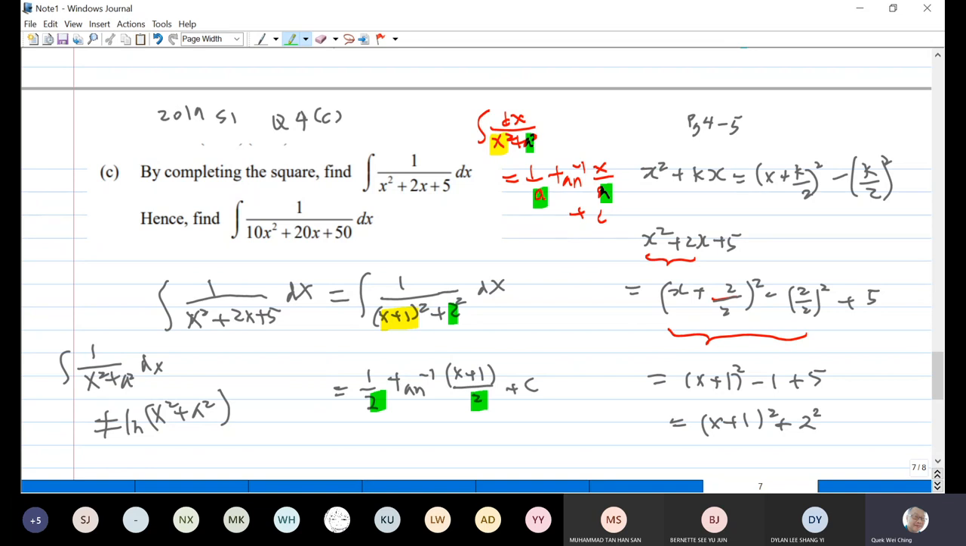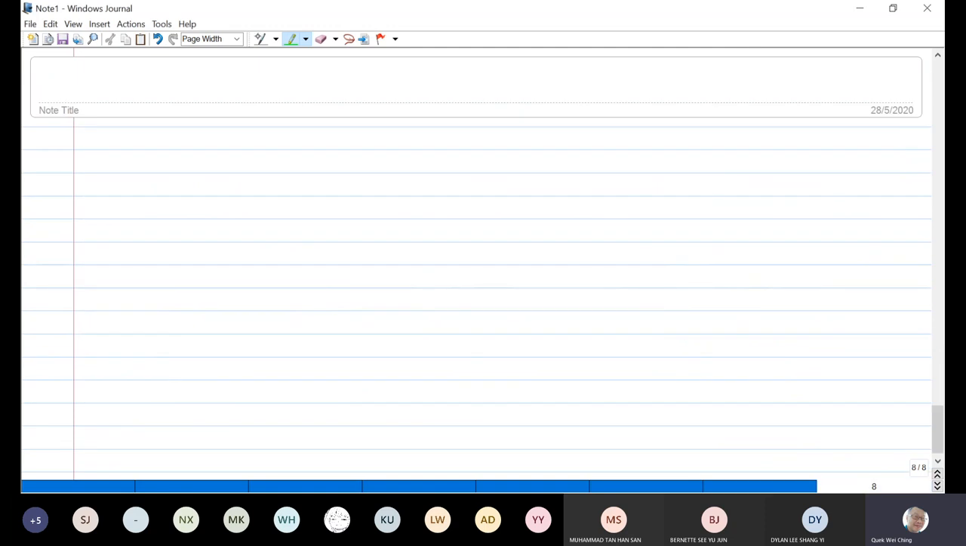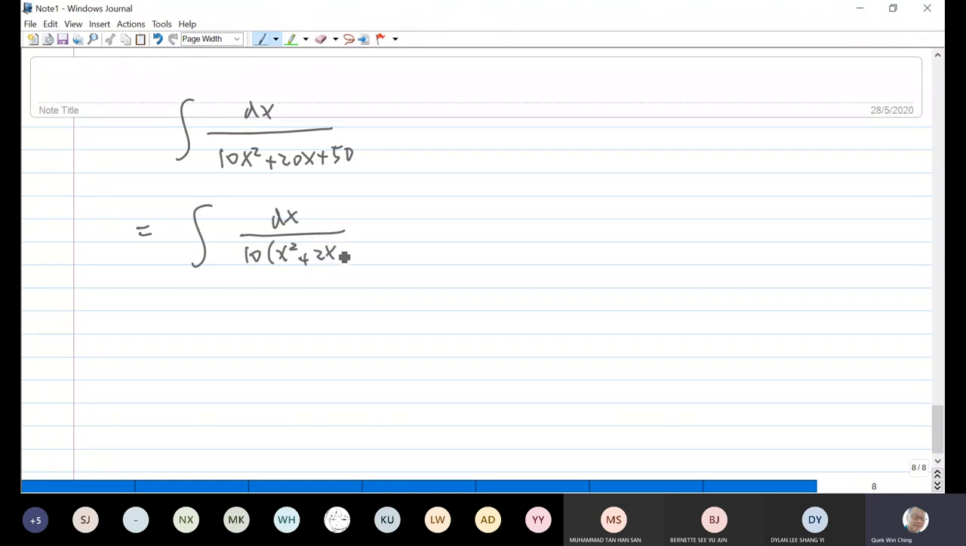How about the second part? Integral of 1 over 10x squared plus 20x plus 50. So how to do that? Okay, I got the previous answer already. Now, move on. I want to find this answer: dx over 10x squared plus 20x plus 50. How is it different from our earlier one? It's actually the same, no? So pull out 1 over 10, because this is basically 10 times (x squared plus 2x plus 5). So 1 over 10 is taken out, then we get dx over x squared plus 2x plus 5.